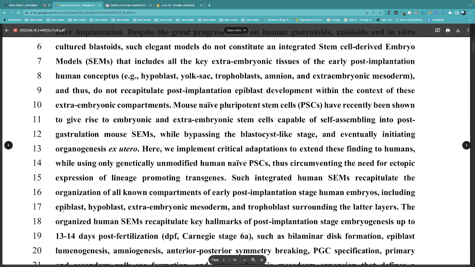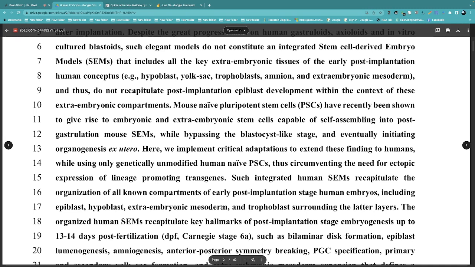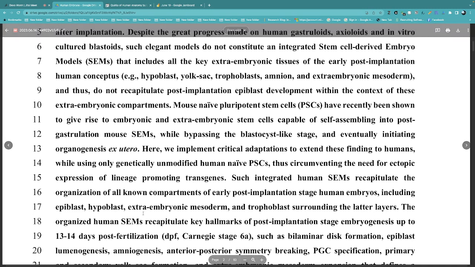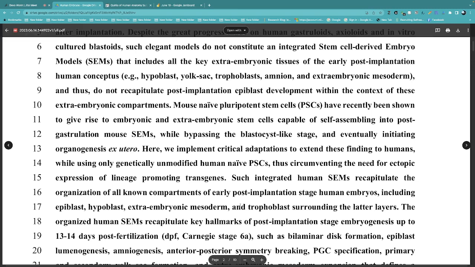So some of these include epiblast, hypoblast, extraembryonic mesoderm, and trophoblast surrounding the latter layers. So you can see these layers of tissue in the form. You start to get the formation of tissues in these type of models.